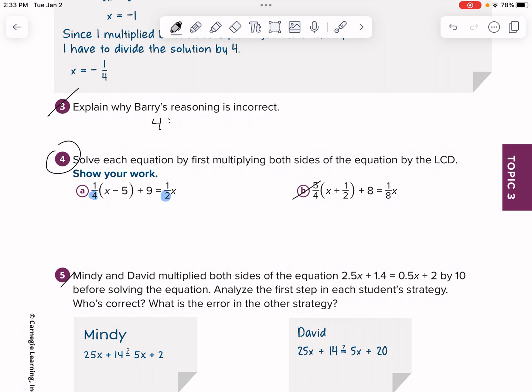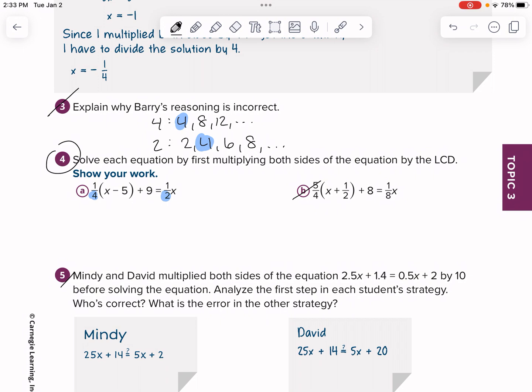So list out the multiples of 4: 4, 8, 12. Multiples of 2: 2, 4, 6, 8. And we find the smallest one that they both share. They both share a 4. So what we're going to do here is multiply everything by 4. So how does that look? What does that equation become?